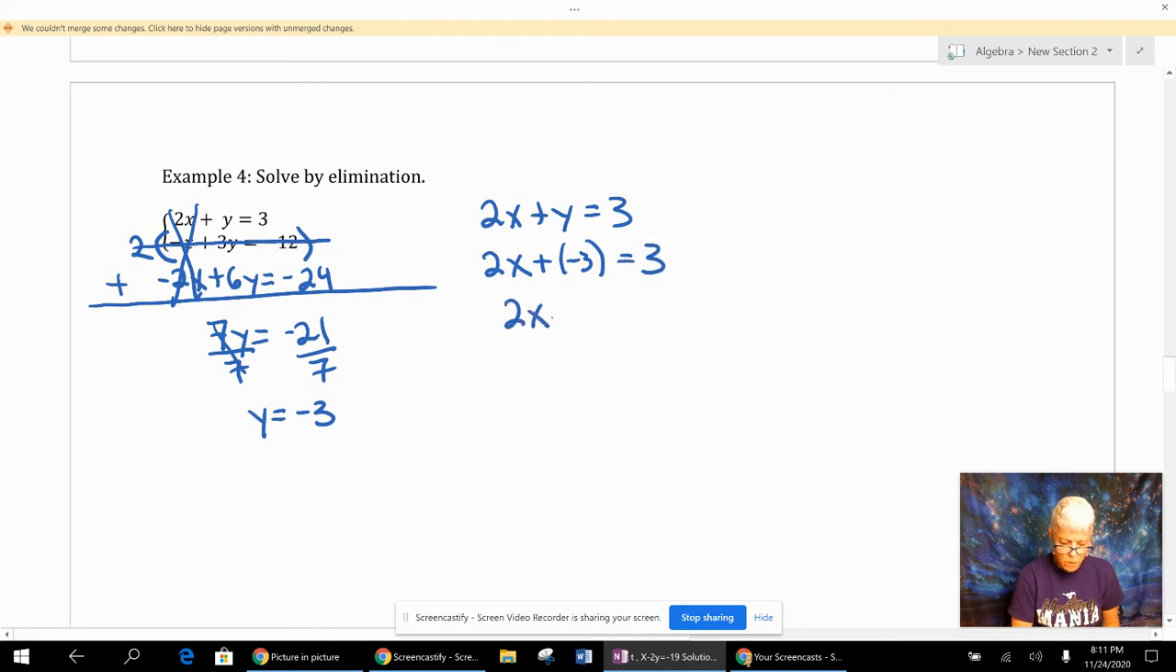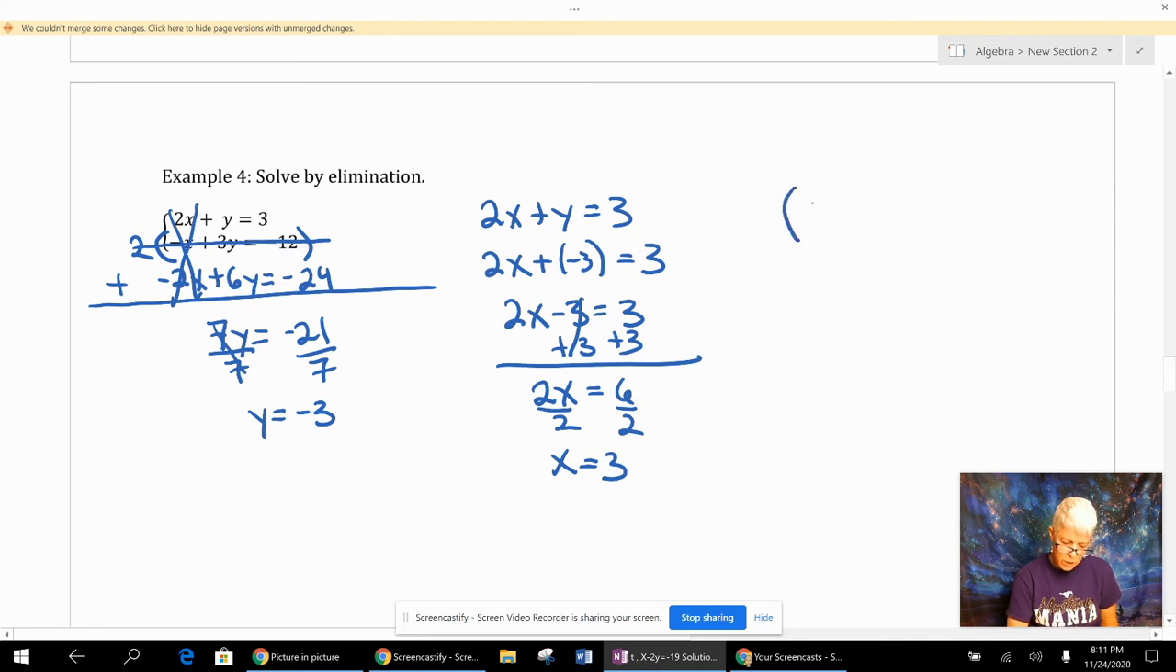Just showing you, you don't have to do every single step that I'm doing, but I do that so I don't lose anybody along the way as I'm working through, let me erase that as I'm working through this equation. Okay, equals 6, divide by 2, divide by 2, x equals 3. The solution is 3, -3.